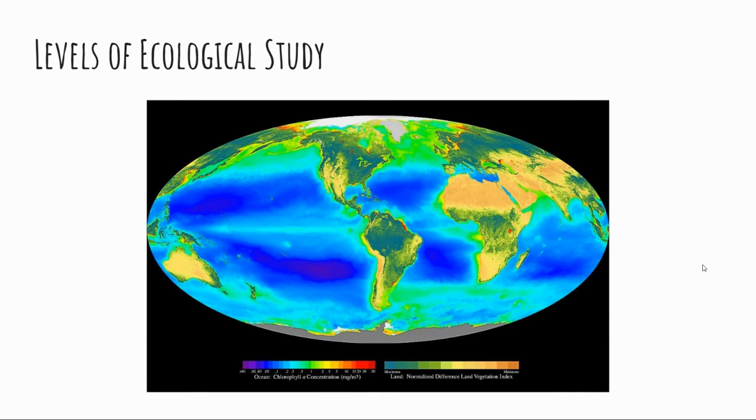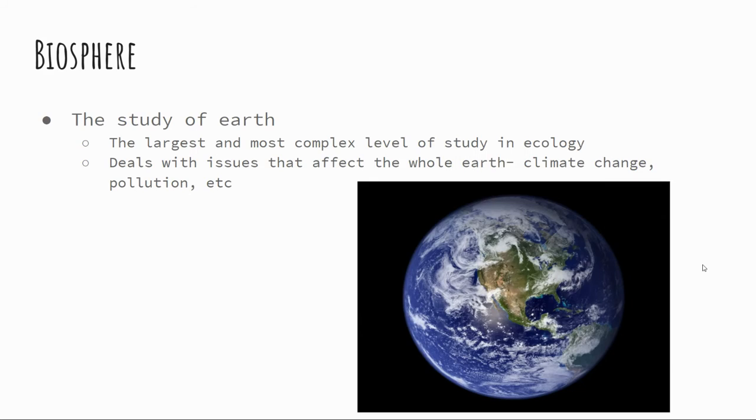So the first level of ecological study is biosphere, and this is the biggest level of study in ecology. And this is the study of Earth and all of the living and non-living factors of the Earth. So this deals with issues that affect the whole Earth, climate change, pollution, etc. So this is looking at everything from the atmosphere down to the crust and everything in between as a whole. So again, it is the largest and most complex level of study.